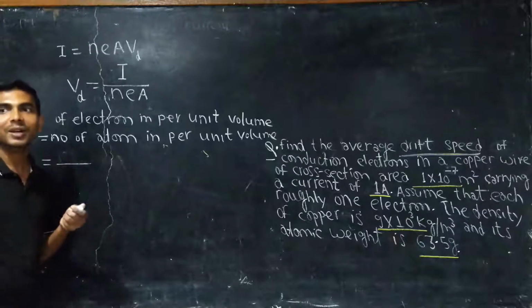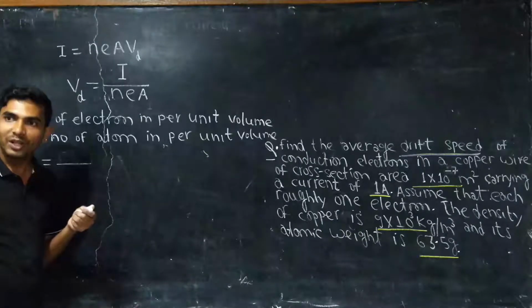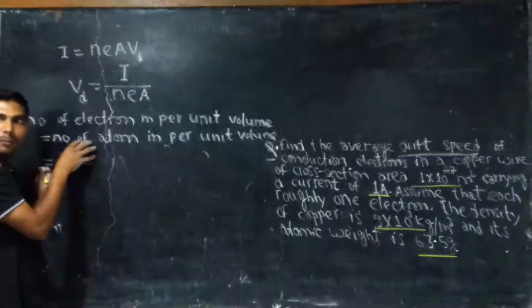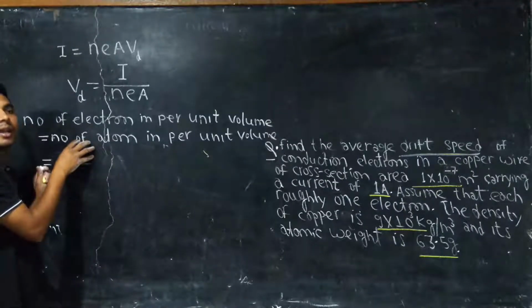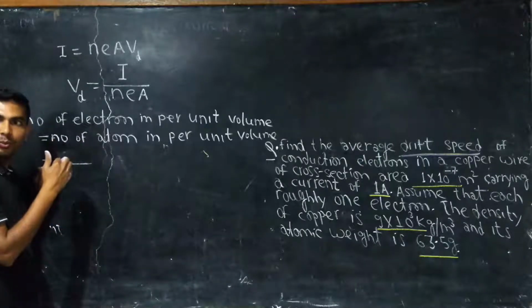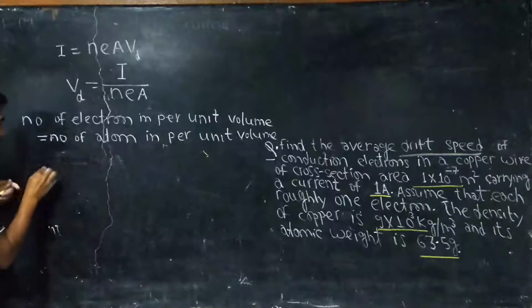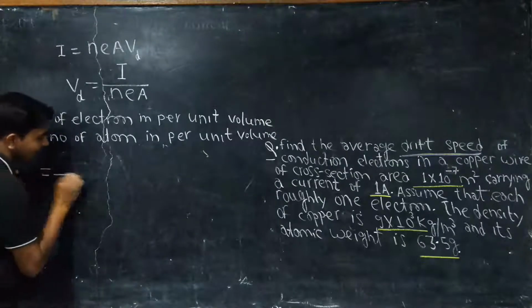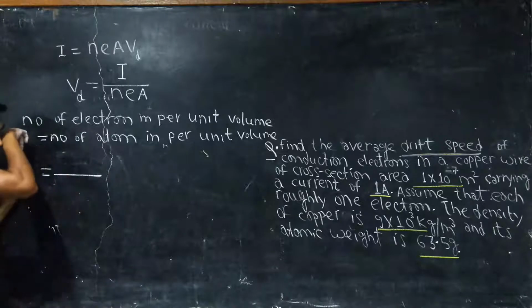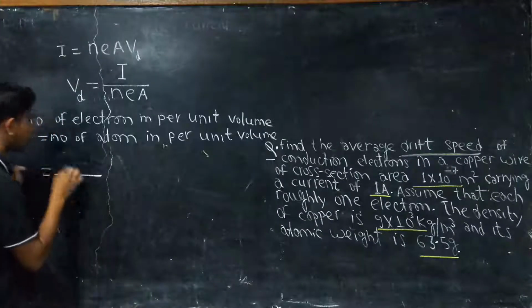To calculate the number of atoms per unit volume, what we have to do? We have to find the number of atoms, right? And by dividing with volume we can get the number of atoms per unit volume, right? So first we have to calculate the number of atoms, yes or no? We can calculate it like this.